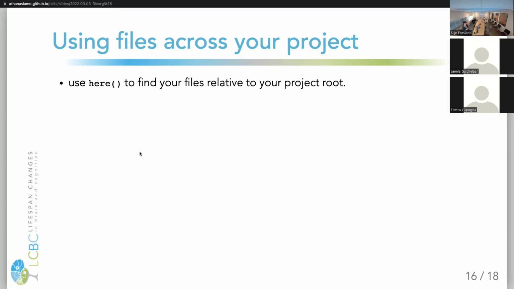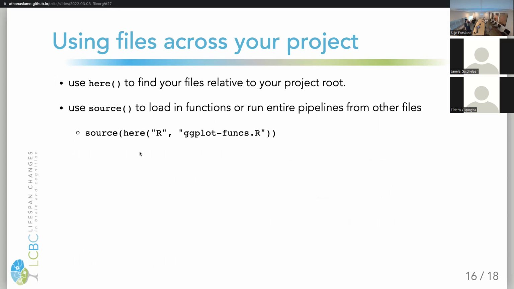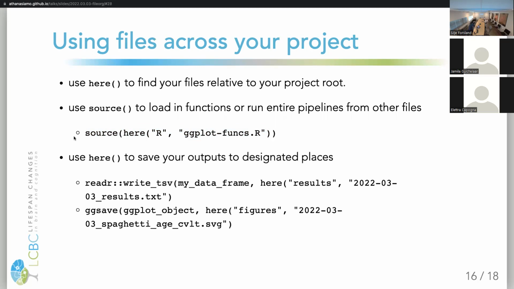Okay, so a short recap before I actually start doing some small things. Use here to find relevant paths in your project, very important. Use source, maybe not today, maybe next time, to load functions or run scripts from other files. So for instance, this code below will run the R script called ggplotfuncs that's contained in the R folder. In this case, because I have it in R, it won't actually run anything, but it will make some functions available for me so I can use them in whatever I'm doing.